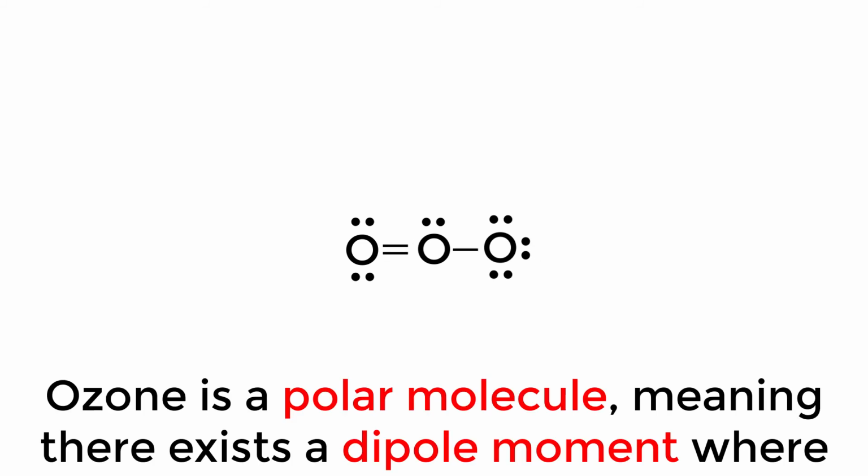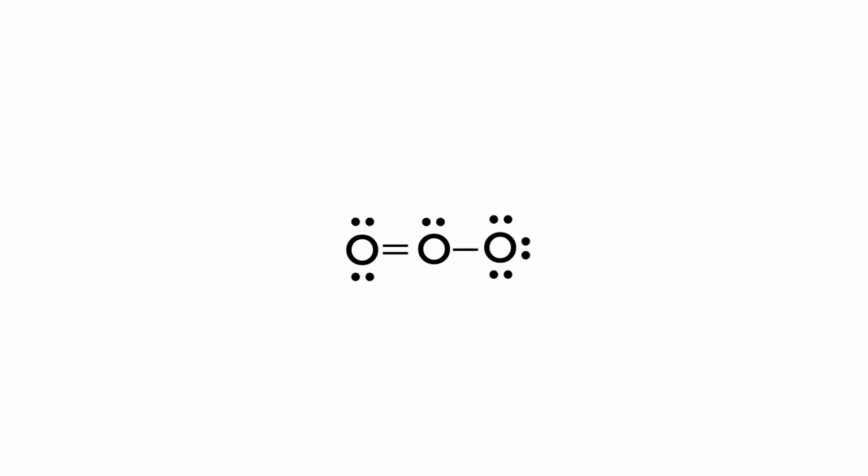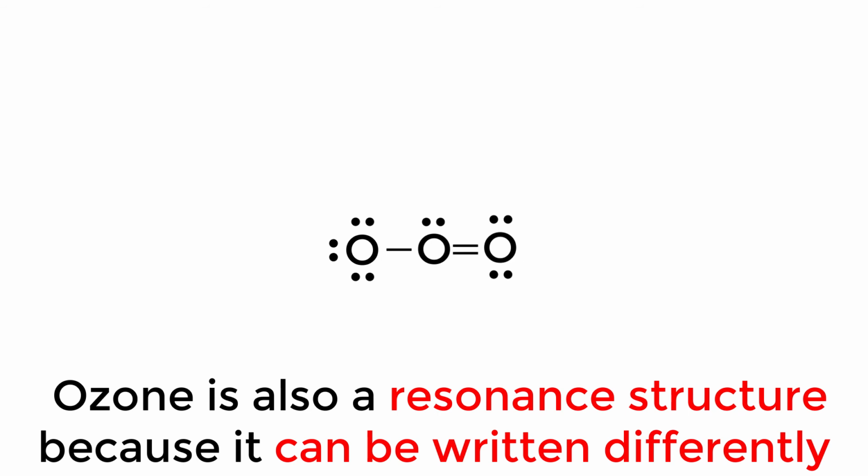Ozone is a polar molecule, meaning there exists a dipole moment where the charges are unequally distributed. You'll notice how the molecule isn't symmetrical. Ozone is also a resonance structure because it can be written differently due to this asymmetry.